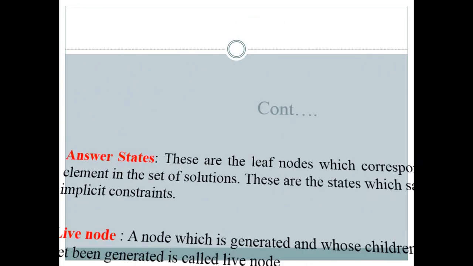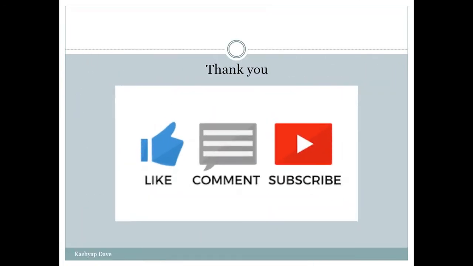Okay, so this is some basic introduction about backtracking and branch and bound.